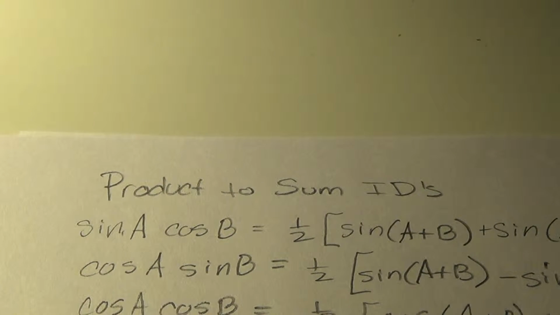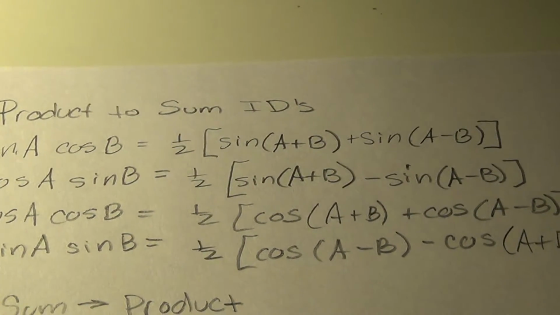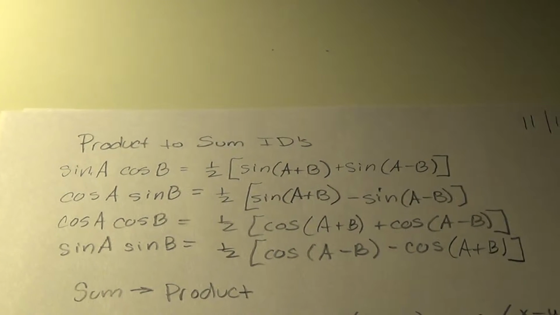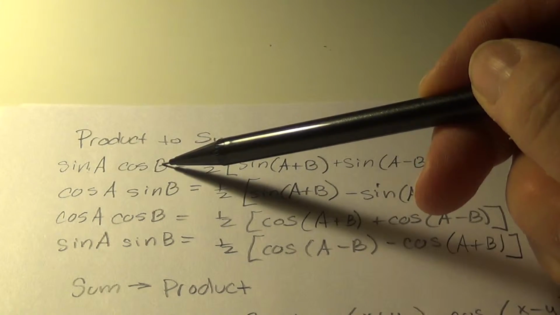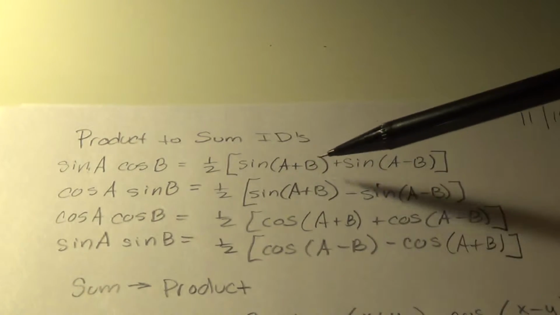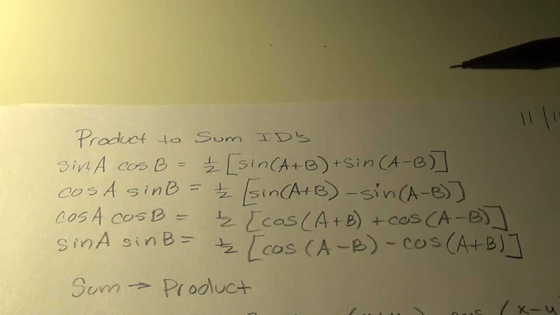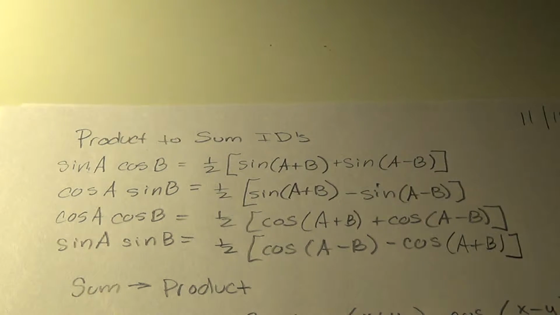The product to sum IDs, which I think you might have seen a video on previously, but here this is for taking a product. We have two things that are multiplied and changing it to things that are added or subtracted. So we're changing products to sums. So those are the four trig IDs for that.